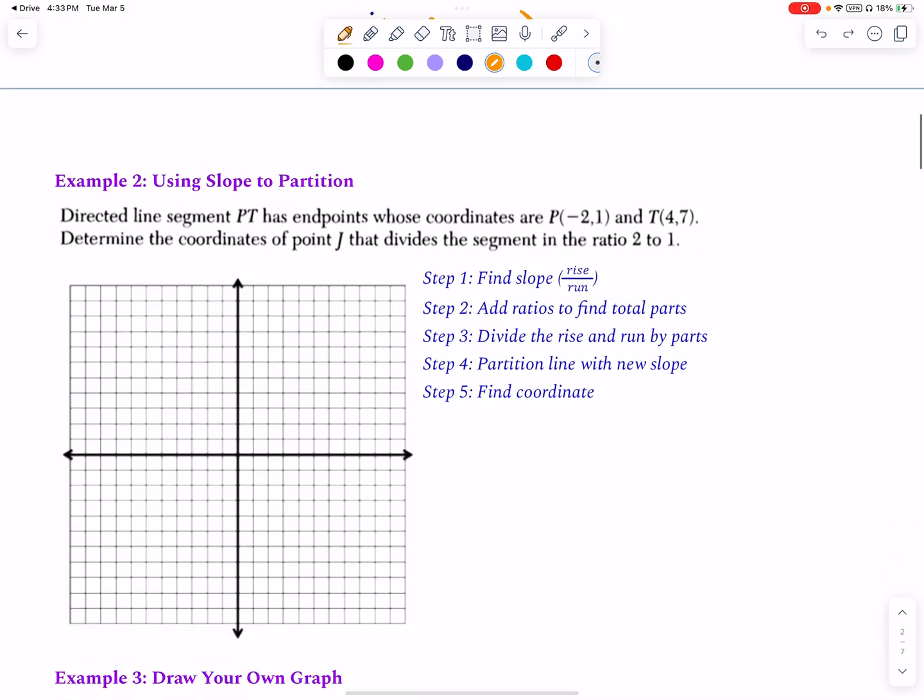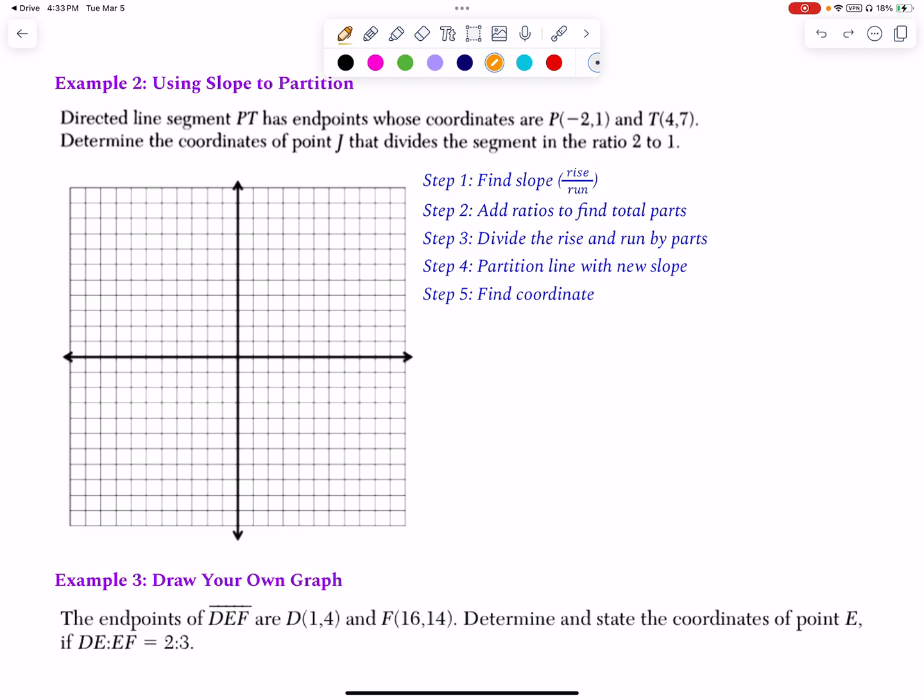Let's check out example number 2. Using slope to partition. Directed line segment PT has endpoints whose coordinates are P, -2, 1. Let's graph that. Start at the origin, go left for negative, up 1 for P. And T is +4, 7. Determine the coordinates of point J that divides the segment into the ratio of 2 to 1. So let's connect this directed line segment.